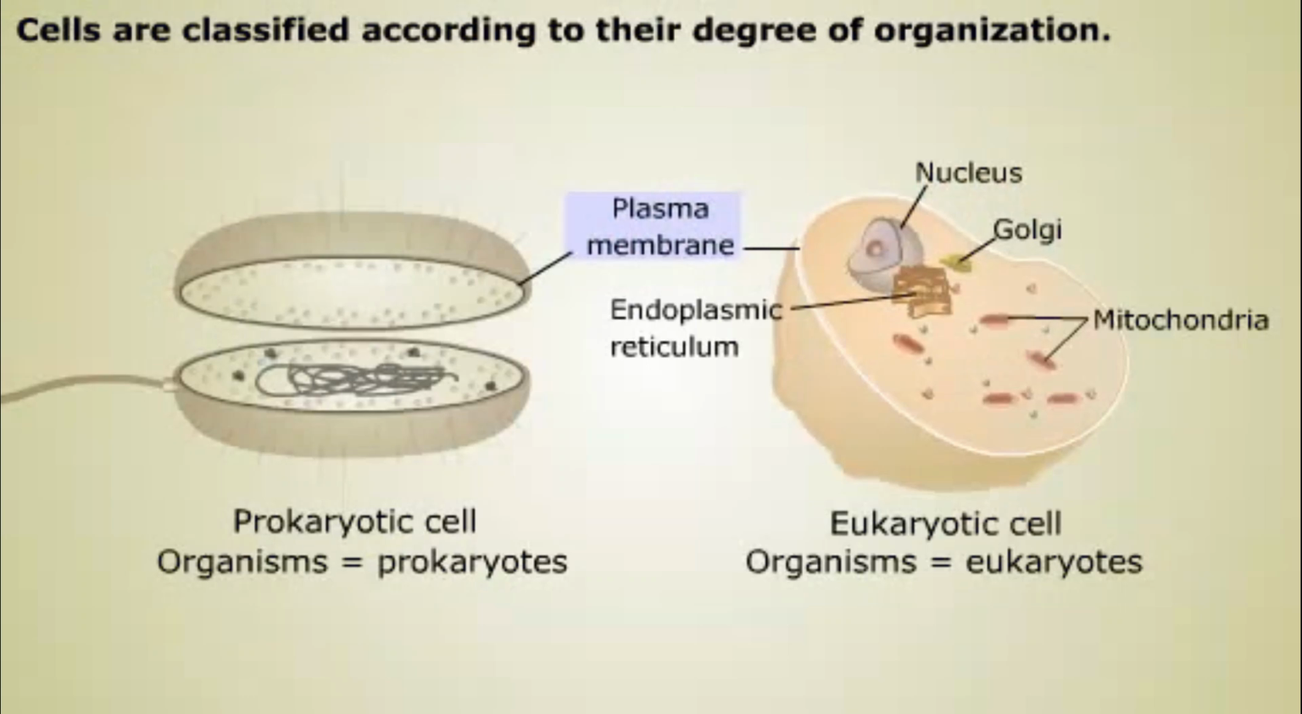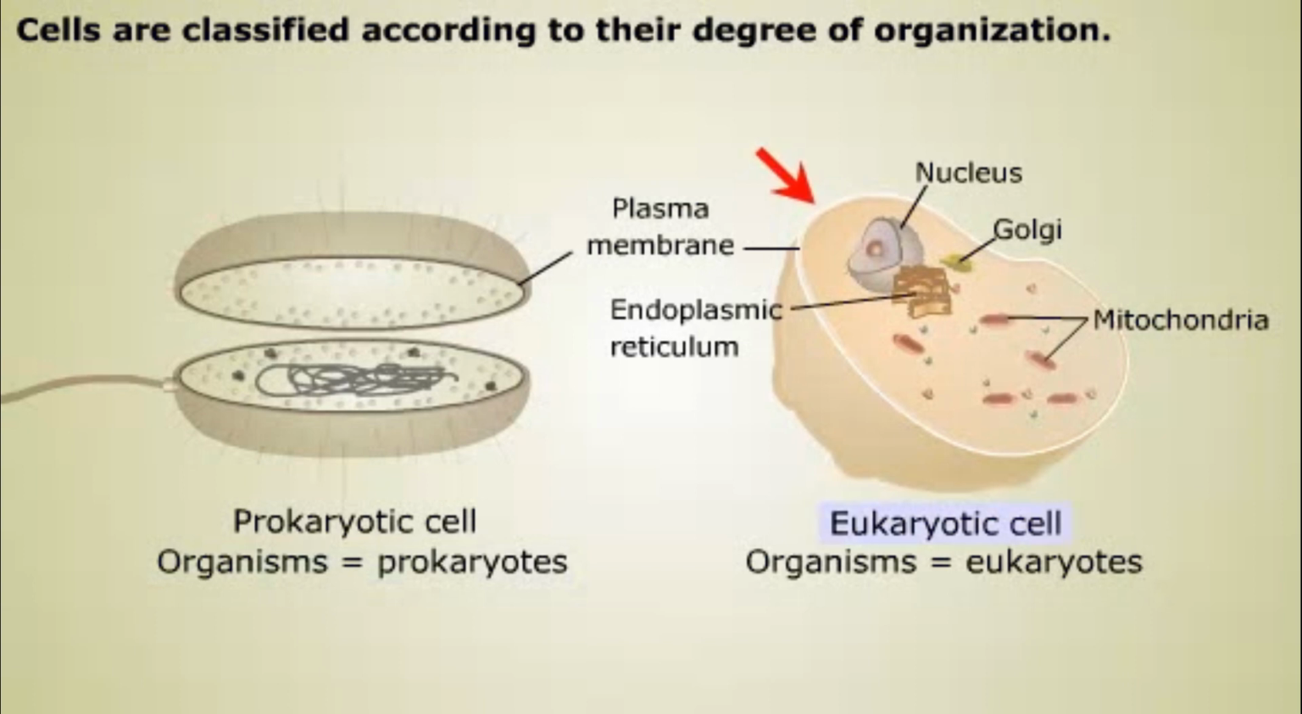All cells have a plasma membrane, but not all cells have the same internal structure. Prokaryotic cells don't have membrane-enclosed internal compartments. Organisms with this type of cell are called prokaryotes.